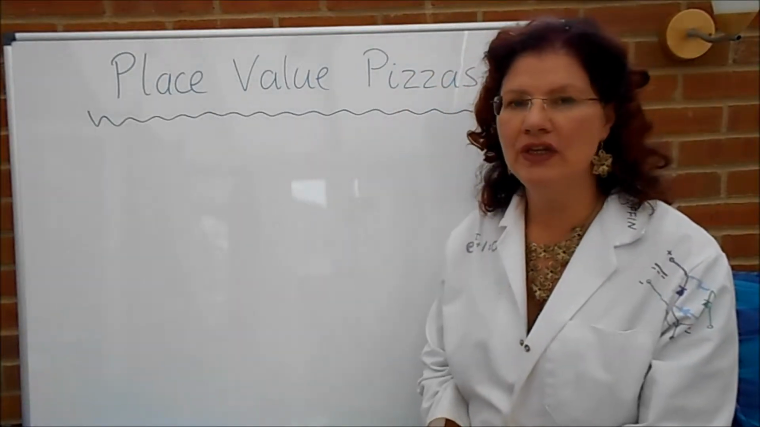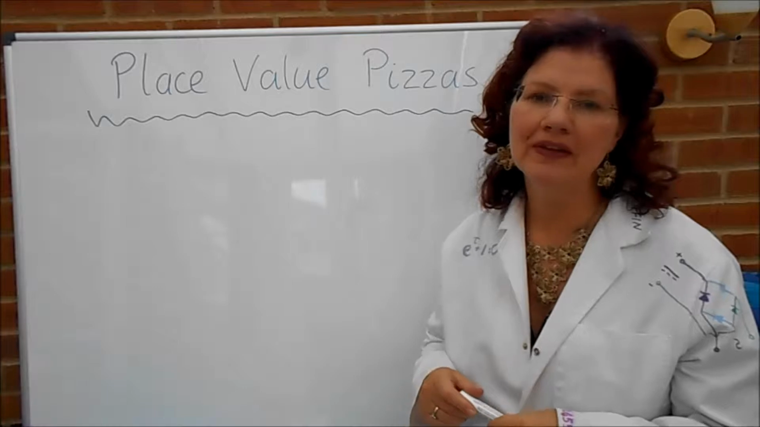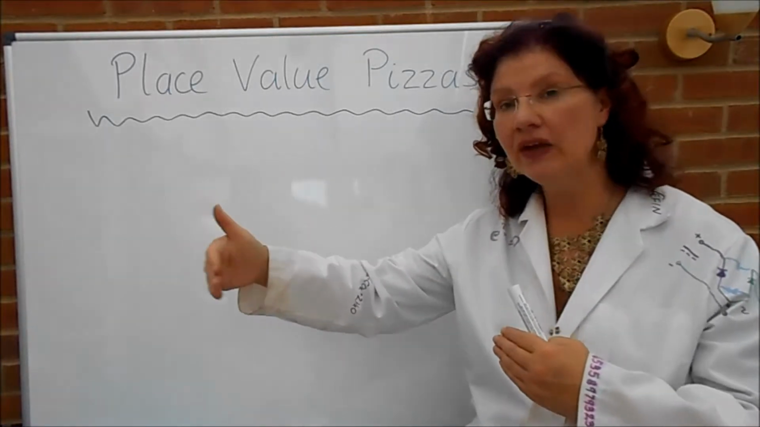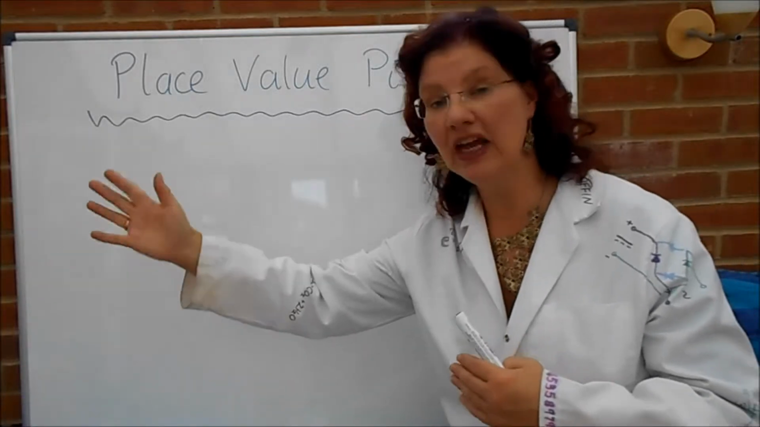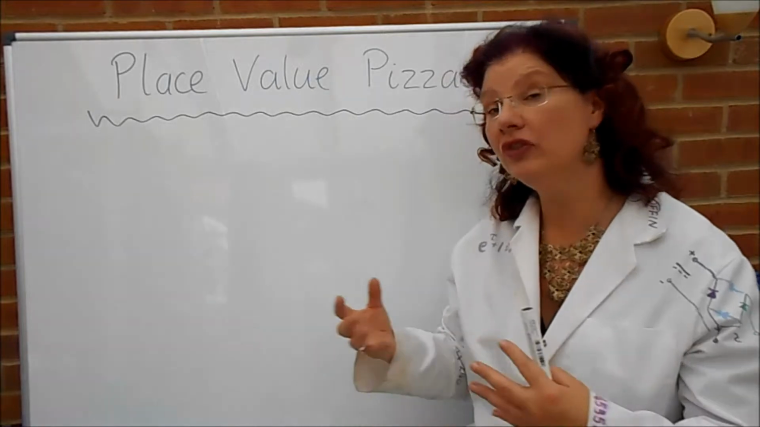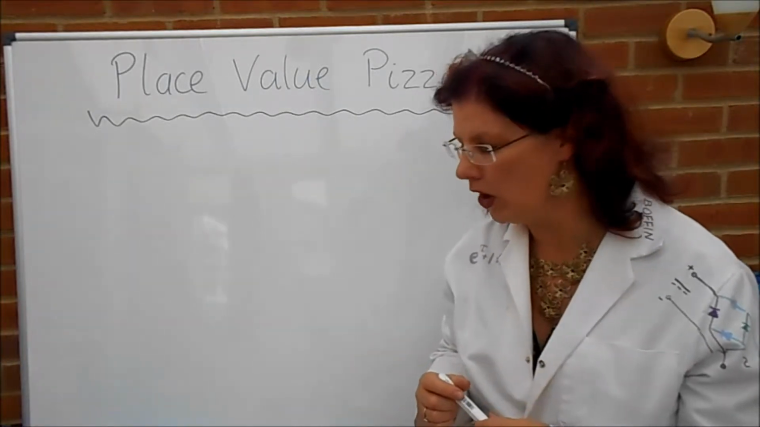Now in an earlier video I introduced these place value pizzas using the numbers of 1, 10, 100, 1,000, 10,000, 100,000, million and so on up there, the bigger numbers. In this video we're going to be looking at the smaller numbers, the things that are less than 1.